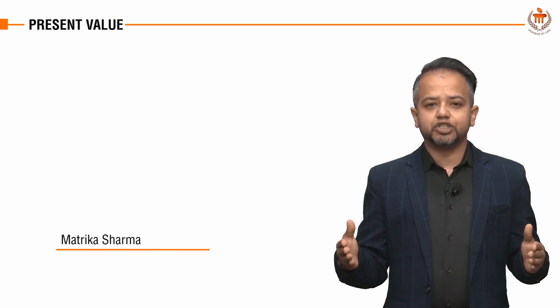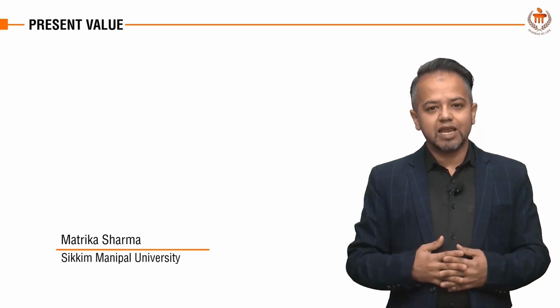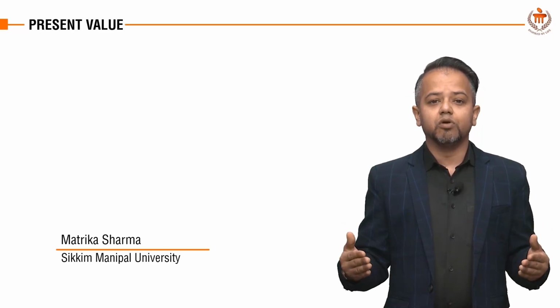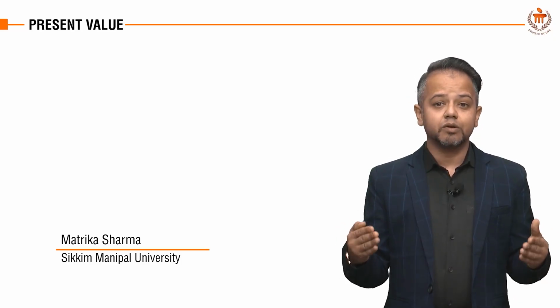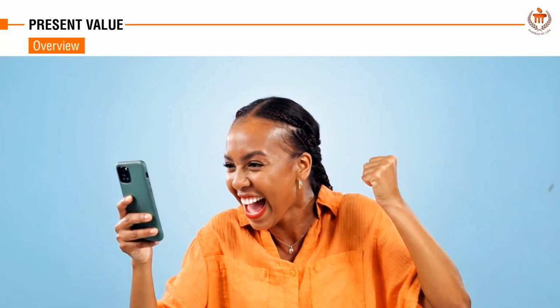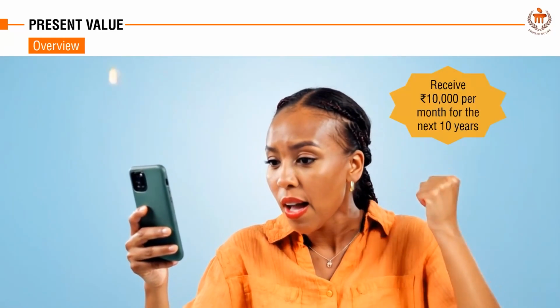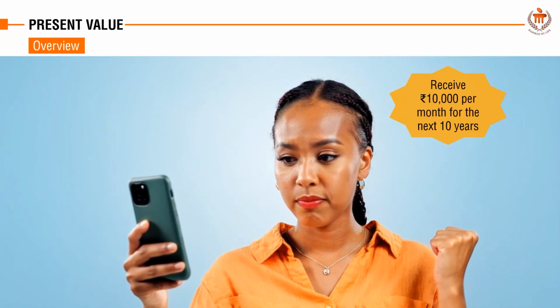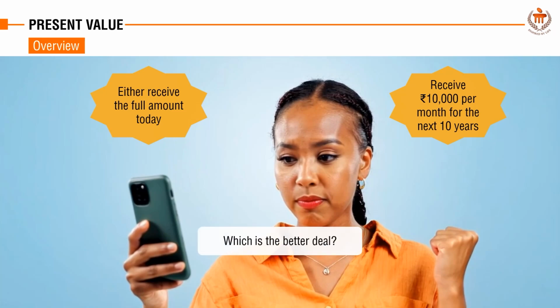In our previous session, we discussed future value. Today, we are going to explore a new topic, that is present value. What if you have just won the lottery? The prize is 10 lakh rupees, but there's a catch. You can either receive the full amount today or receive 10,000 per month for the next 10 years. What do you think? Which one is the better deal?